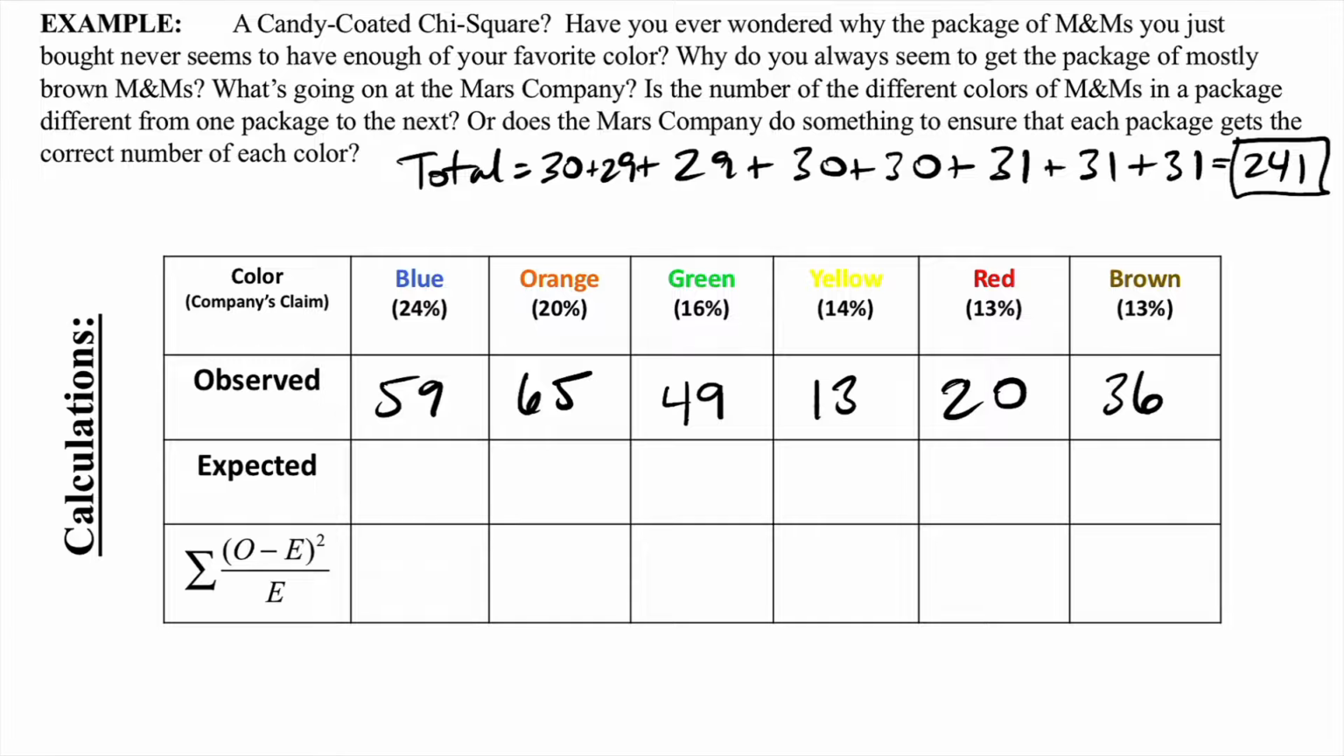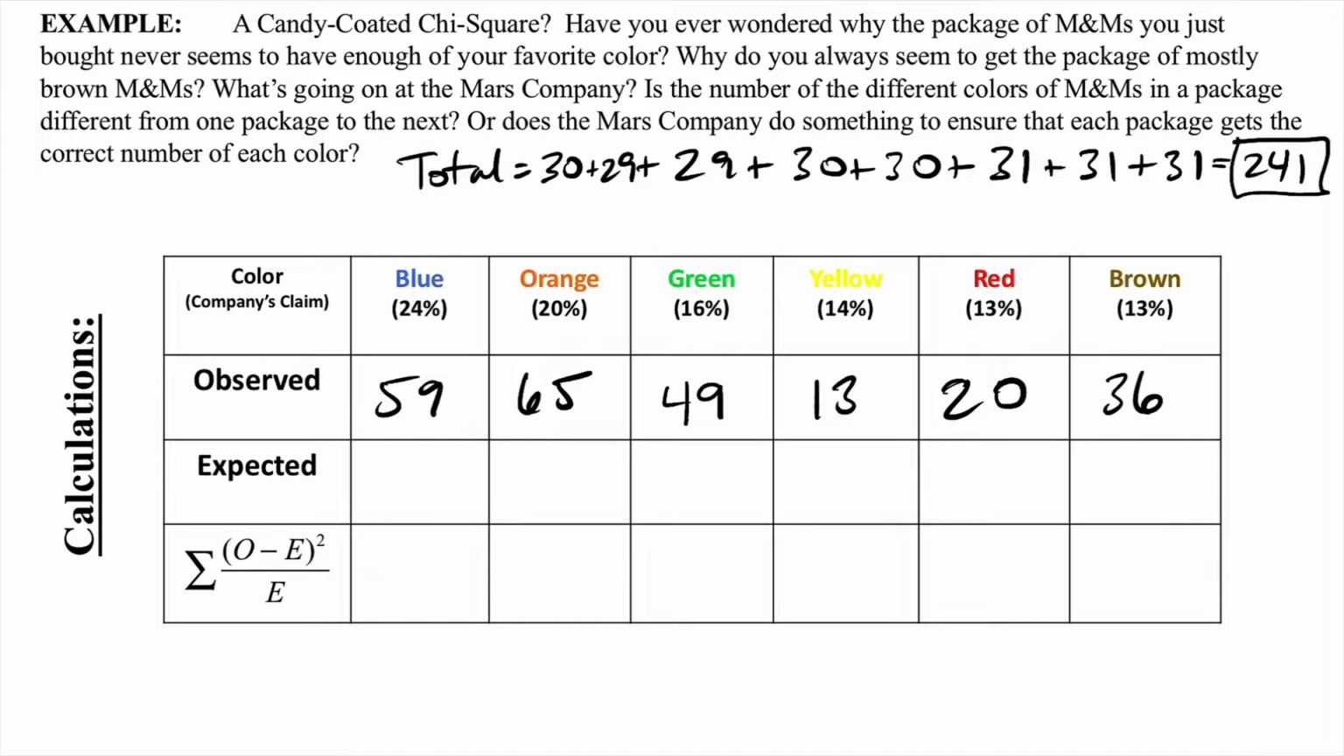Nope, makes 242. Oh well. One of these is off. Okay, we'll go with it though. So that's our expected counts. They'll always give you the observed, or you'll know how to find the observed, because observed is what actually happened.